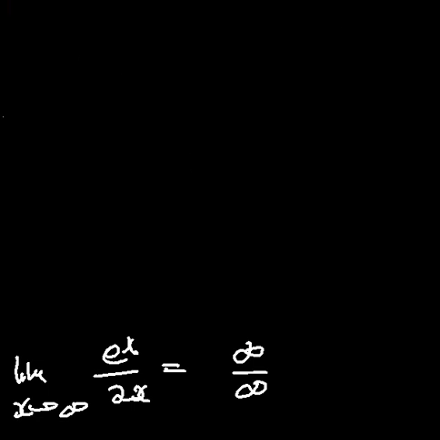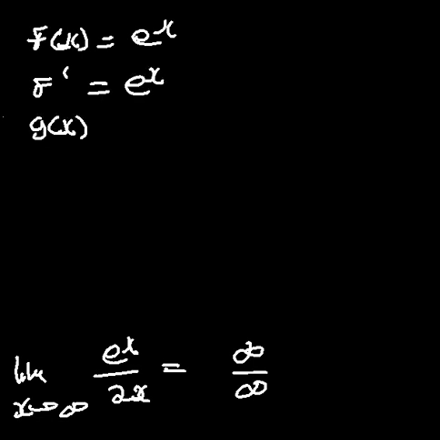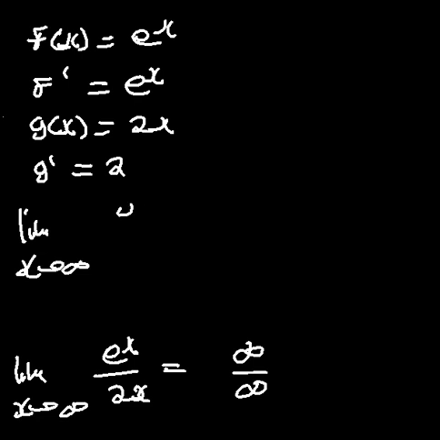In this case, we let f of x be e to the power x. Then what is its prime? We'll have it as e to the power x as well. What is g of x? We'll have it as 2x. And what is its derivative? We'll have it as 2. Now L'Hopital's law will give the limit as x approaches infinity of e to the power x divided by 2.